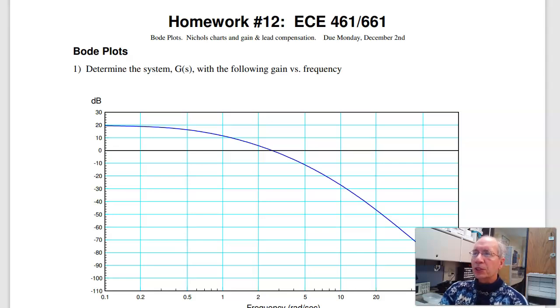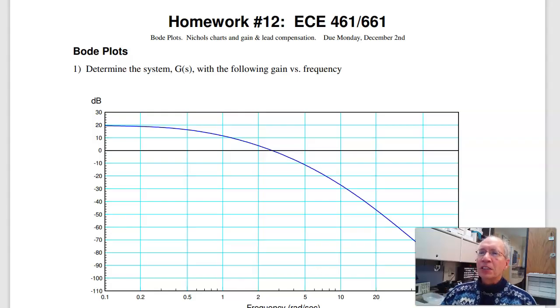Here are the solutions to homework set number 12 for ECE 461 control systems. This homework set looks at Bode plots, Nichols charts, and gain and lead compensation using Bode plots. Now the first problem is, given a Bode plot, what's the transfer function?